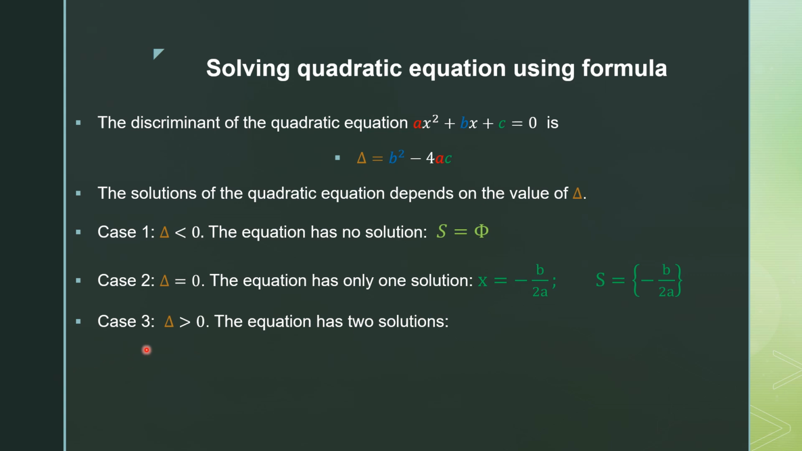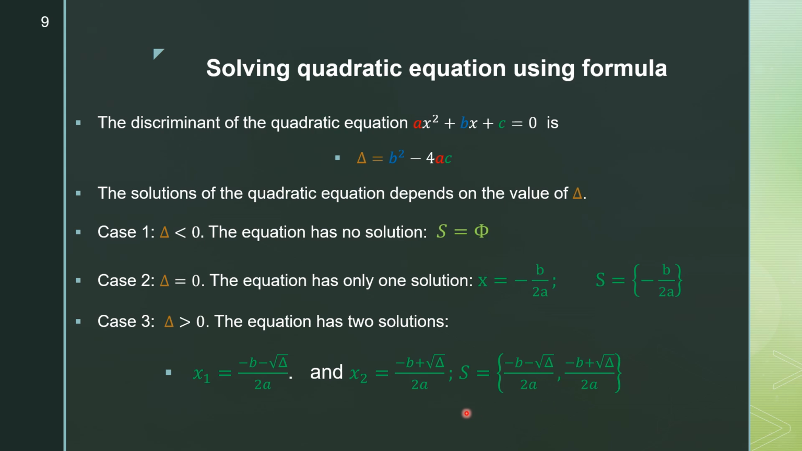Case number 3, if delta is greater than 0, then the equation has two solutions, x1 and x2. So x1 will be calculated using this formula, minus b minus the square root of delta, divided by 2a, and x2 equals minus b plus the square root of delta, divided by 2a. See, x1 and x2 are almost the same, except that here we have a minus sign in front of the square root of delta, and here we have a plus sign. So the set of solutions for this equation will be these two values.